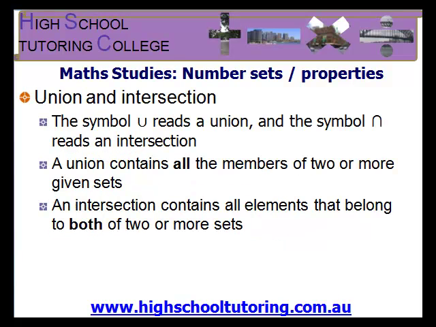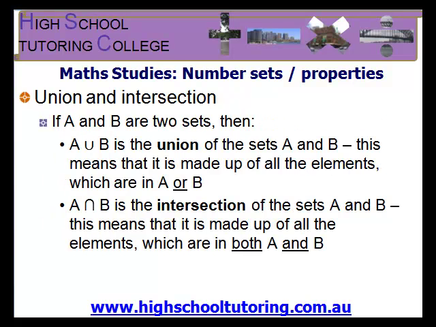The symbol which looks similar to a U reads "union". The symbol which appears similar to an N reads "intersection". A union can be defined to be a set that contains all the members of two or more given sets. It contains every member of either set, even if they are not subsets of each other. An intersection contains all elements that belong to both of two or more sets. If they are not the same element, they cannot belong to an intersection.